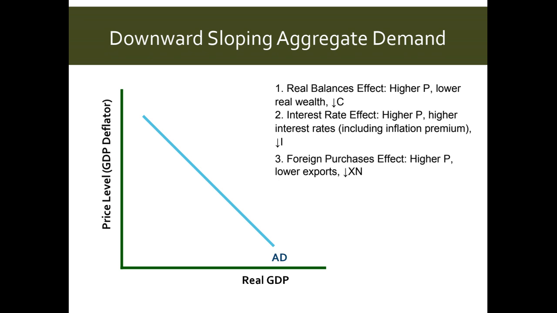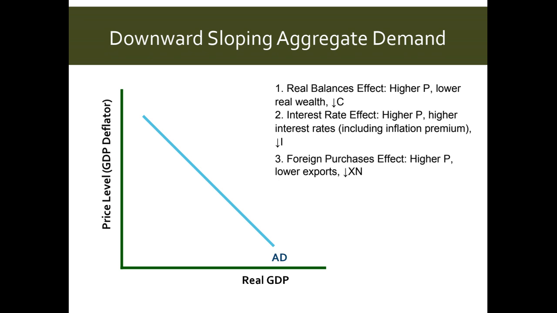So all these three effects simply tell us that when the price index increases, aggregate demand will decrease. Remember, this decrease in aggregate demand is because of the price level, because of changes in the price index. So there's a movement along the same demand curve. In the next slide, I will discuss the determinants of aggregate demand. By determinants of aggregate demand, I mean factors that will shift the whole aggregate demand curve either to the right or to the left.